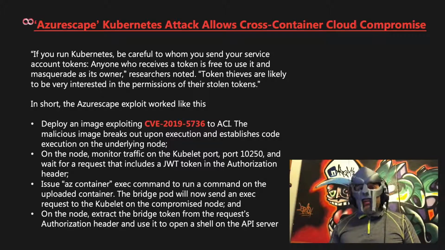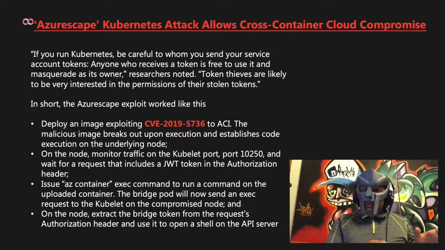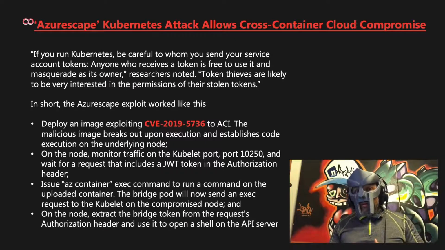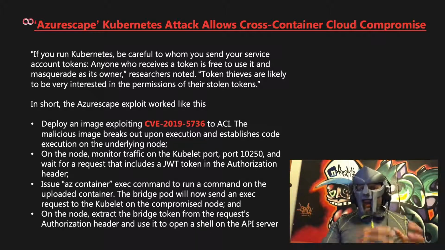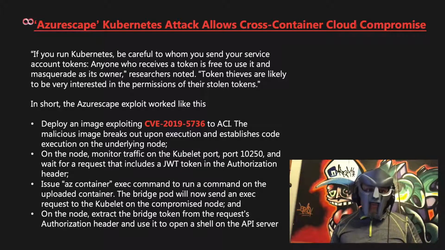In short, the Azurescape exploit worked like this. Deploy an image exploiting CVE 2019-5736 to ACI. The malicious image breaks out upon execution and establishes code execution on the underlying node. On the node, monitor traffic on the kubelet port 10250 and wait for a request that includes a JWT token in the authorization header. Issue an AZ container execution command to run a command on the uploaded container. The bridge pod will now send an execute request to the kubelet on the compromised node, and on the node, extract the bridge token from the request's authorization header and use it to open a shell on the API server.